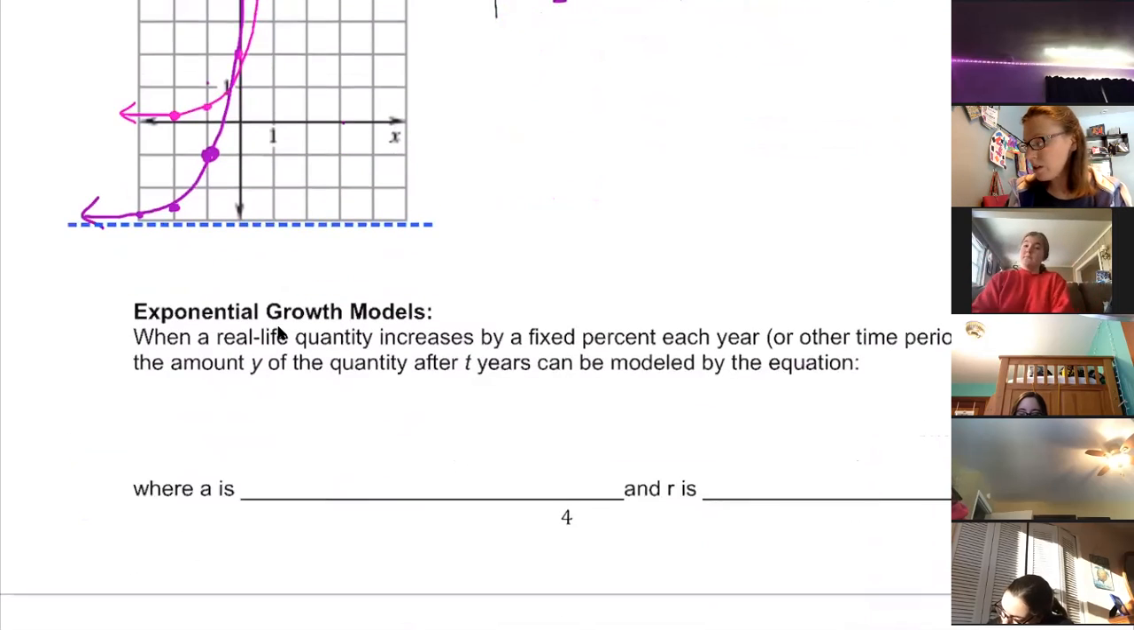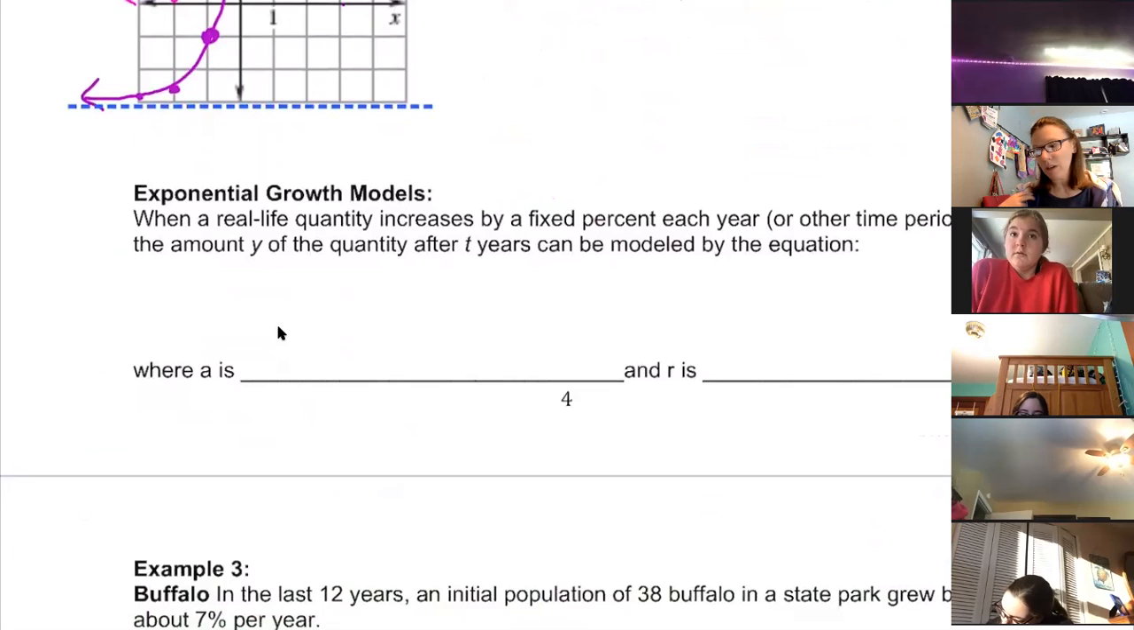So the other thing that we're going to look at is the definition of an exponential growth model. Remember, a model is really modeling a real life application. So how can I take something out in the world and pull it together from math? So it says a real life quantity increases by a fixed percent each year or over a period of time. The amount y of the quantity after t years can be modeled by the equation.